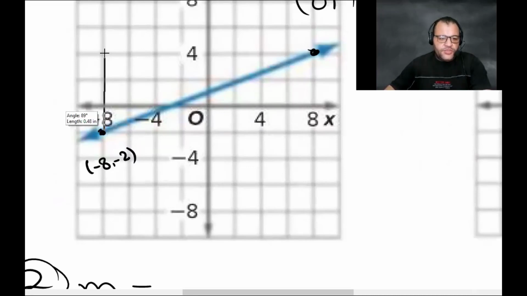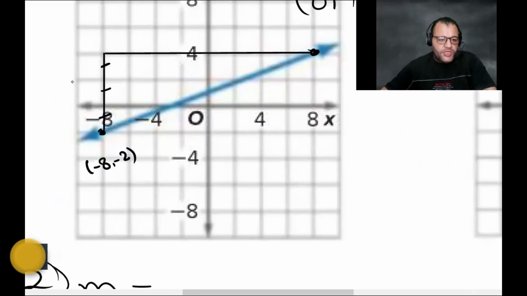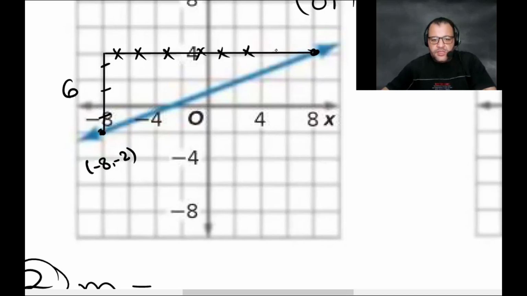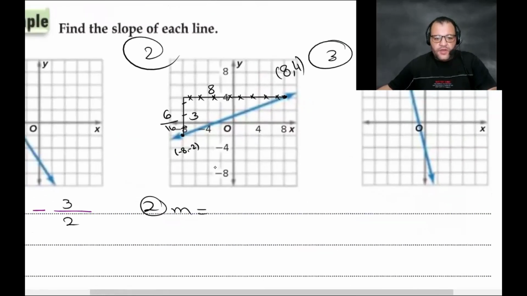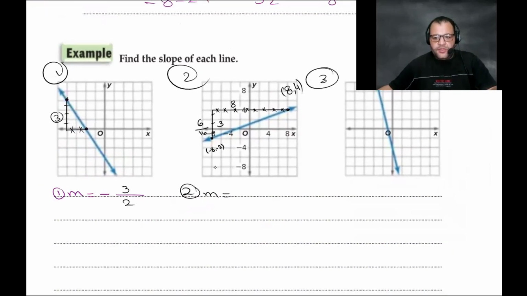We will check the vertical change and the horizontal change. So how many units? 1, 2. The graph scale is 2. So we have 1, 2, 3, so that would be 6, and we have 1, 2, 3, 4, 5, 6, 7, 8, which is 16. Or you can say that will be 3 over 8. You will find the same answer because it is the same scale. If they are different, you'll find a different answer. But if they are the same scale, like you make the scale 1 or 2, you will find the same answer. So the slope for the second one will be 3 over 8.